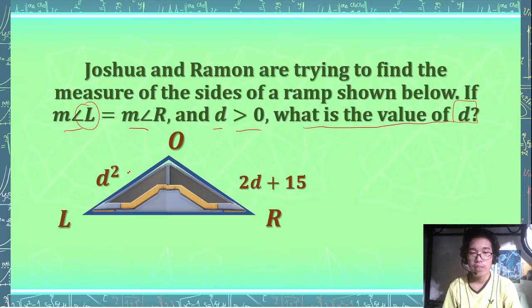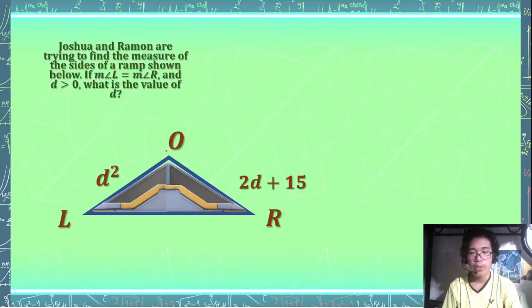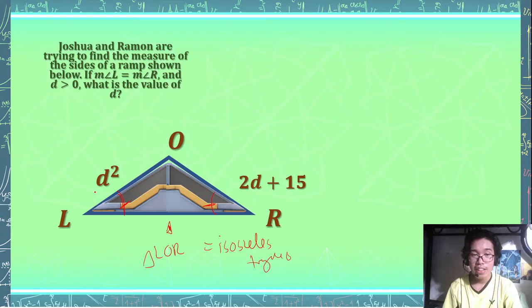How can we find the value of this angle here, given these two clues that we have? Since we know that the measurement of this angle is congruent to the measurement of this angle, we can say that this triangle LOR is an isosceles triangle. And what do isosceles triangles have? They have two congruent angles. So we can equate the value of these two angles. That's going to give us d squared is equal to 2d plus 15.